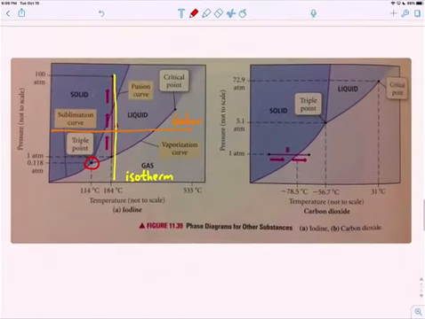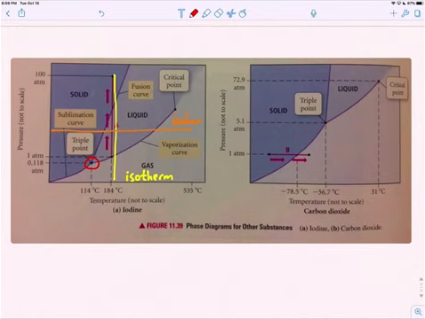Okay, so let's talk about some other things here. Here is iodine on the left and carbon dioxide on the right. We have the isotherm and isobar, as we said before. But you can see here that the curves are different. Water's goes this way, but these ones go the proper way. And then there's carbon dioxide. Notice that they have the triple point at about 5 atmospheres. I've seen the triple point of carbon dioxide.